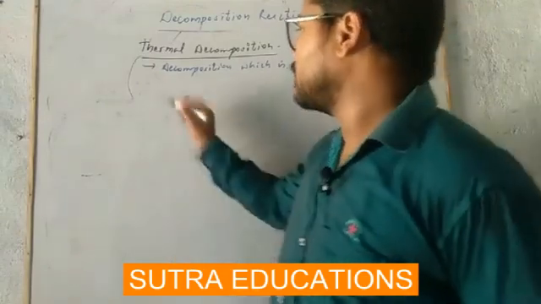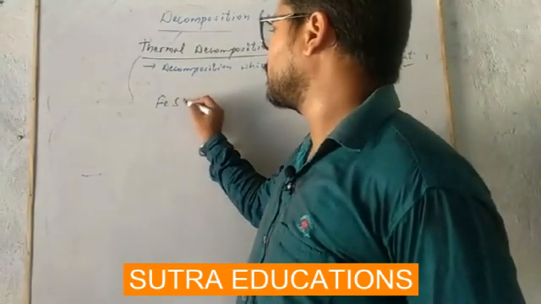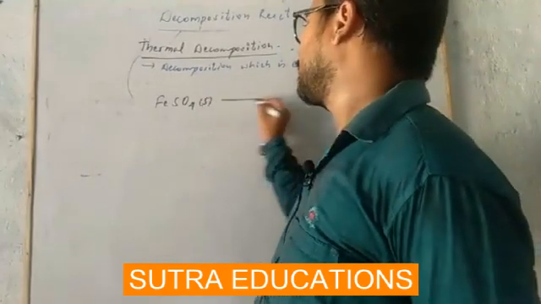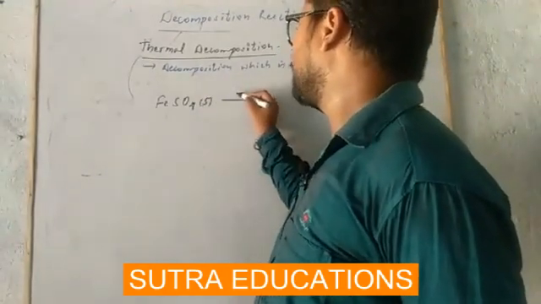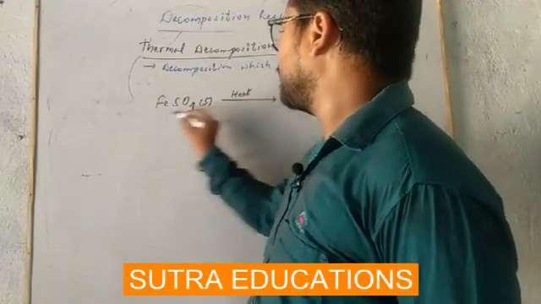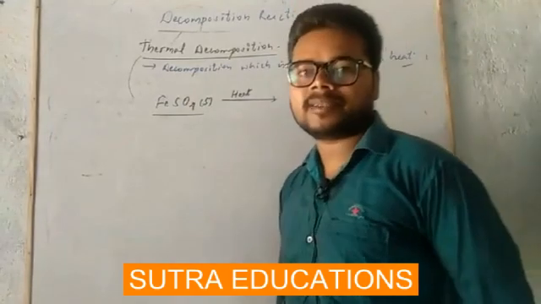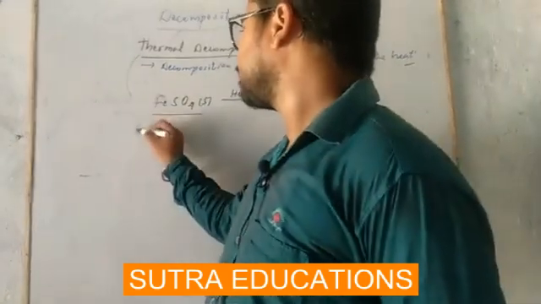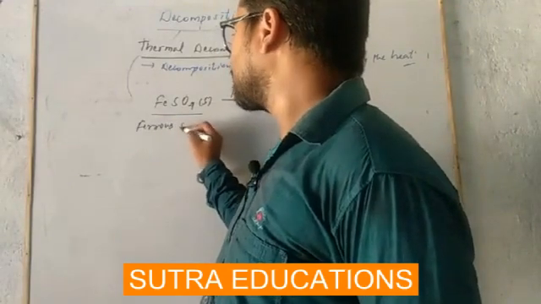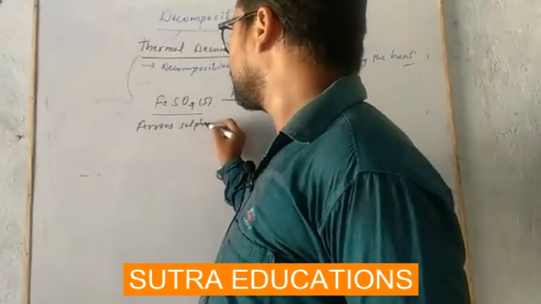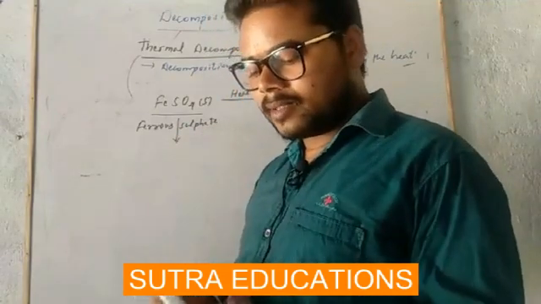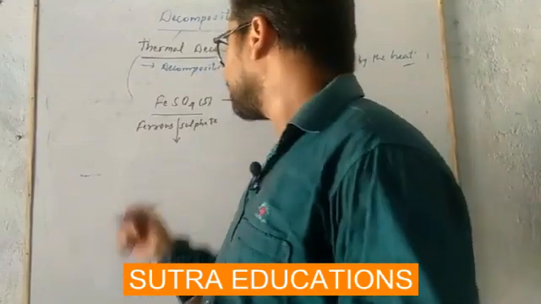It is FeSO4. Okay, when we will heat this FeSO4, it is known as ferrous sulfate. It is green in color. Ferrous sulfate is green in color.